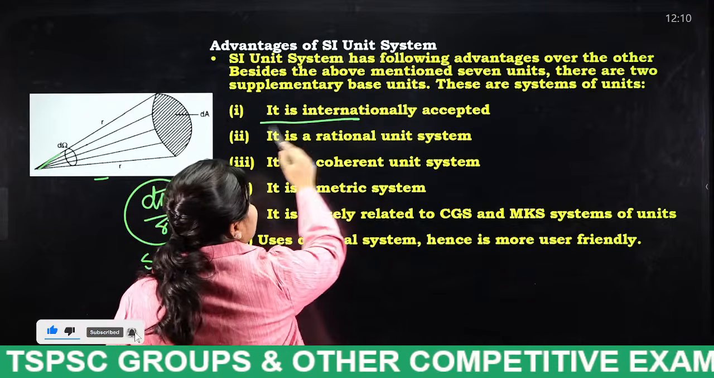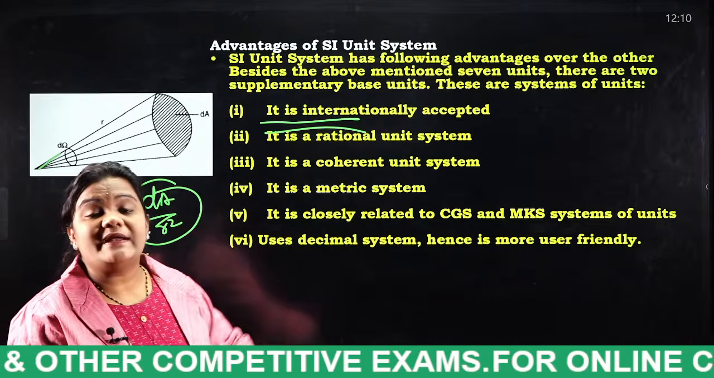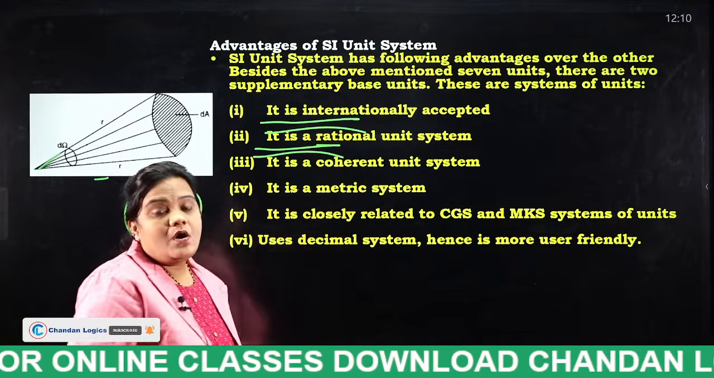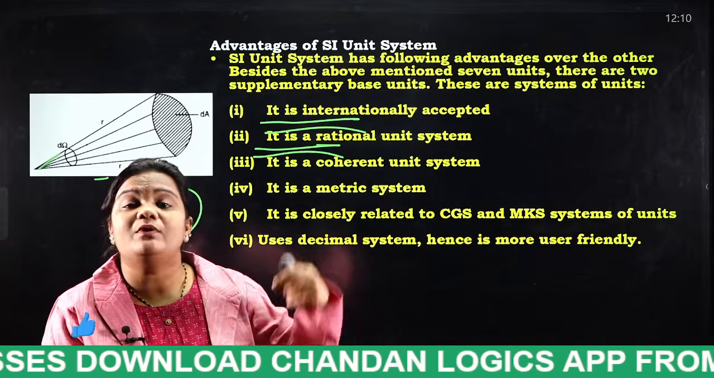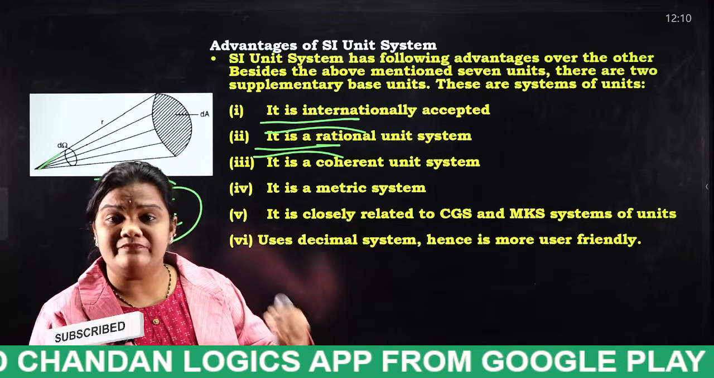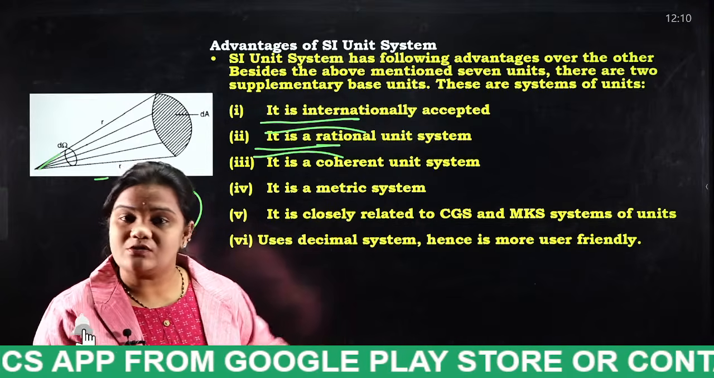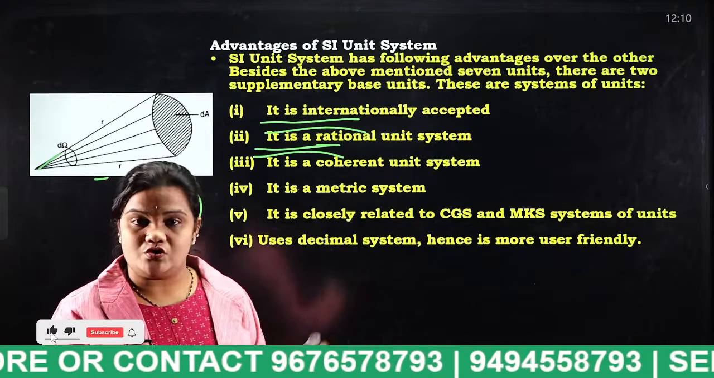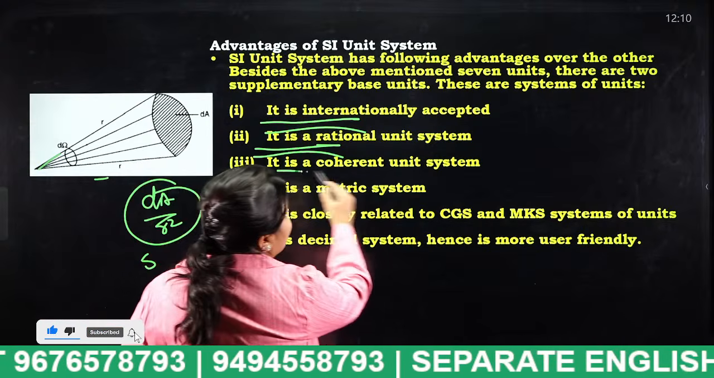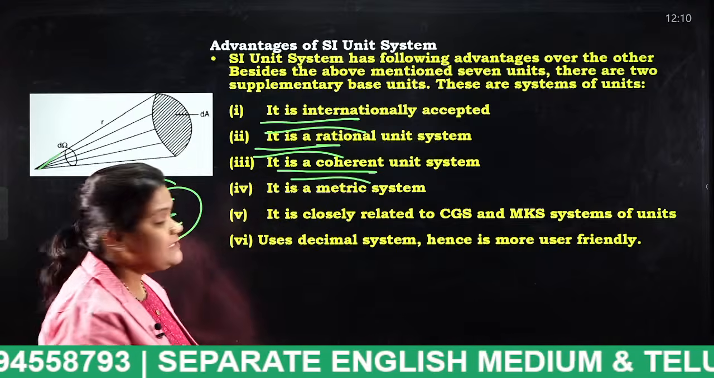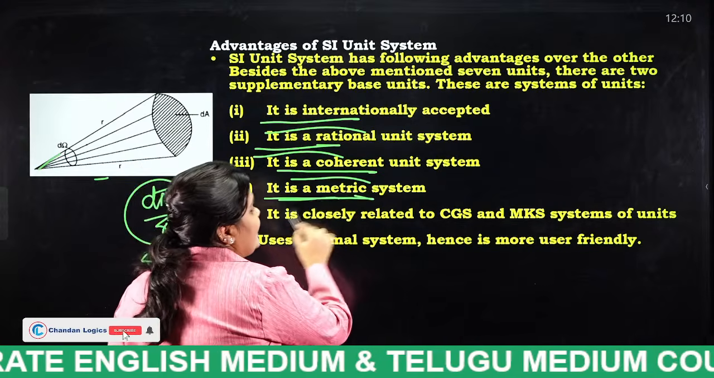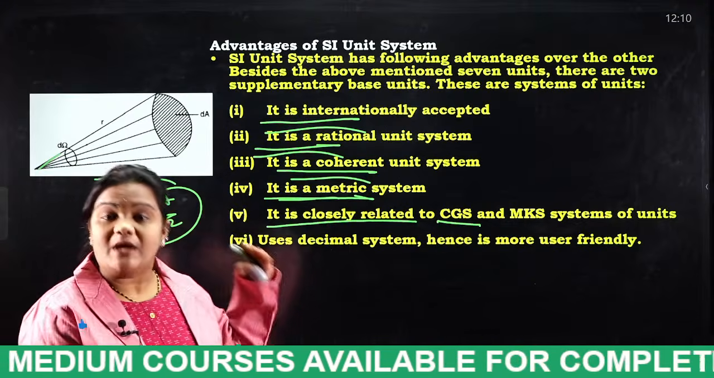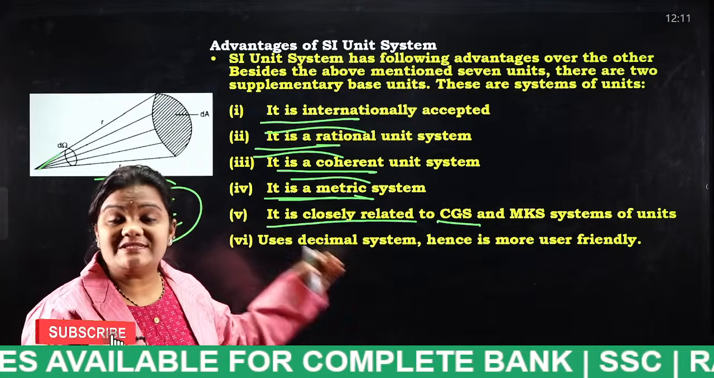These SI units are internationally accepted and it is a rational unit system. That means we can have rational values also. And it is a coherent unit system and it is a metric system. It is closely related to CGS and MKS systems of units, so it also uses decimals.